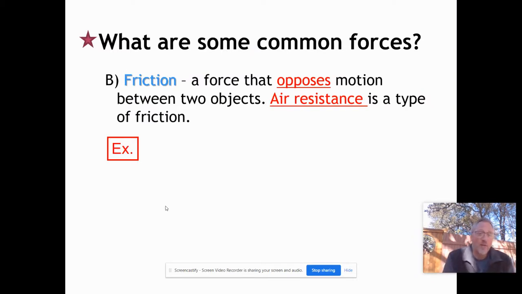Now, here on planet Earth, there's always something to stop you. Whatever your plan is, something's going to work against you. If nothing else, just friction. It's okay. So friction is a force that opposes motion between two objects. Air resistance is a type of friction. So you have atoms and they're scraping against each other, and it slows you down. That's friction.